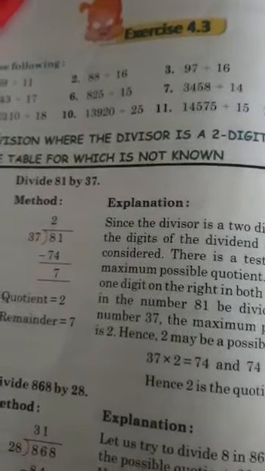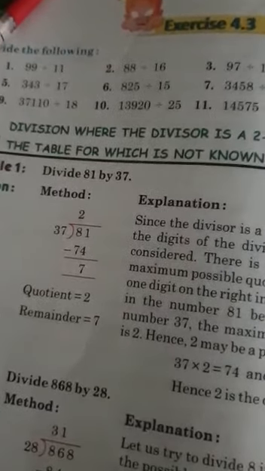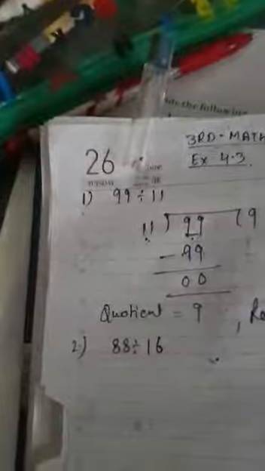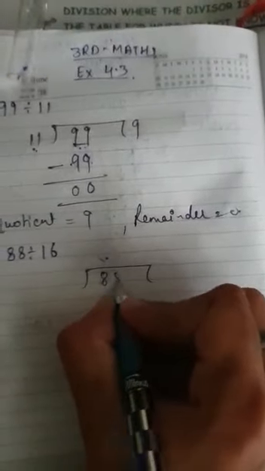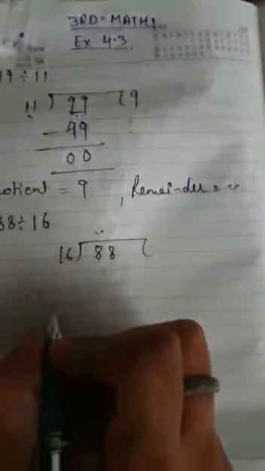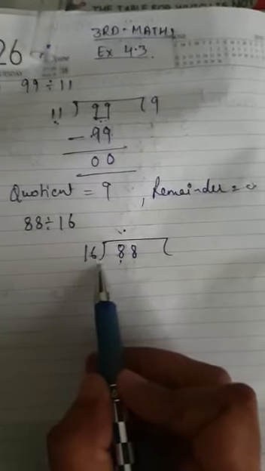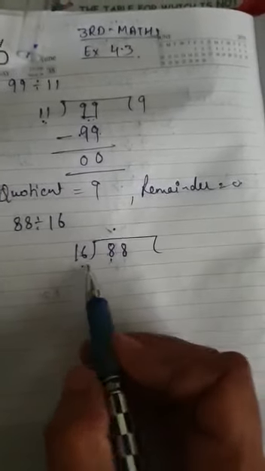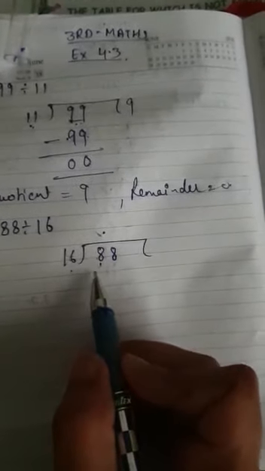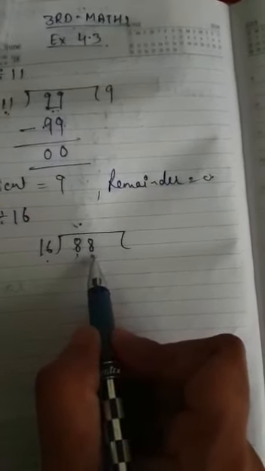Our next statement is 88 divided by 16. Okay, students, 88 divided by 16. Now write the statement here: 88 inside, 16 outside. Again check, students, whether 8 is greater than 16 or not. Now students, it's clear that 8 is smaller than 16, then we have to take 88 at the same time.